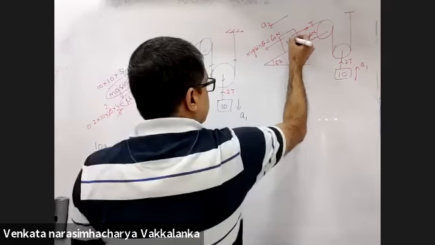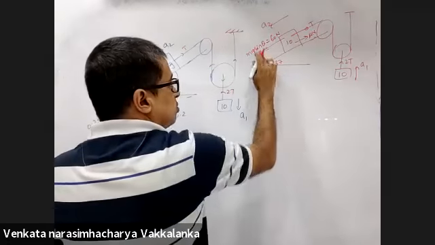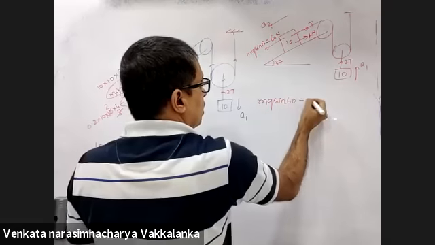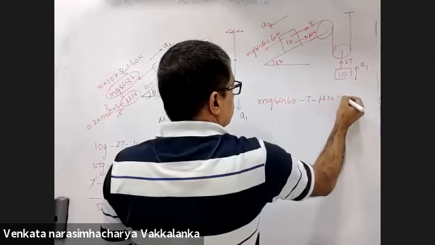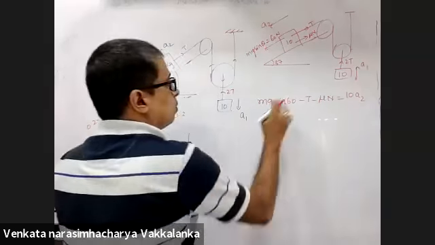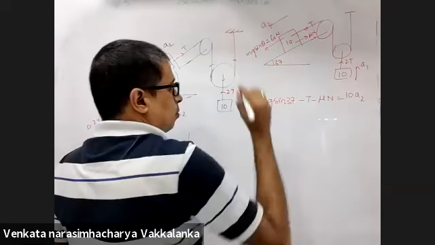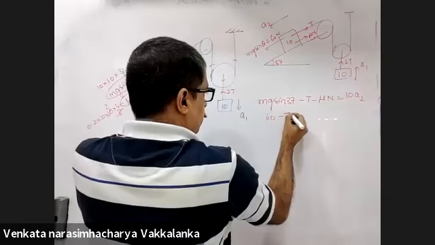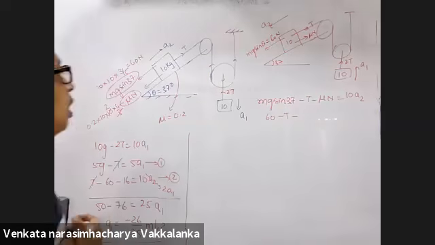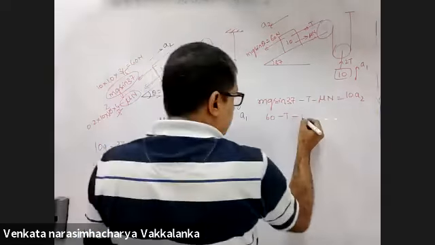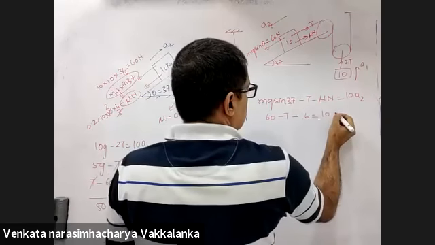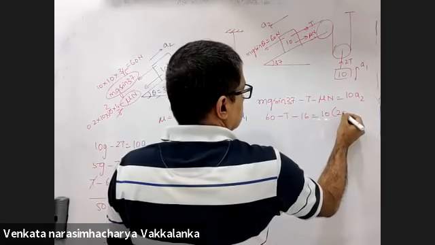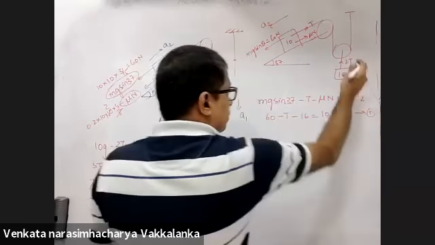Now what is your equation here? mg sin 37, mg sin 37 minus T minus mu N. The sin 37 value is 60. My bad. How much is mg sin 37? 60 Newton, sir. 60 minus T minus 16 is equal to 10 A2. A2 will be 2A1. A1 again, my first equation.